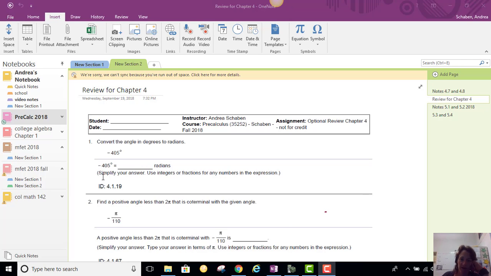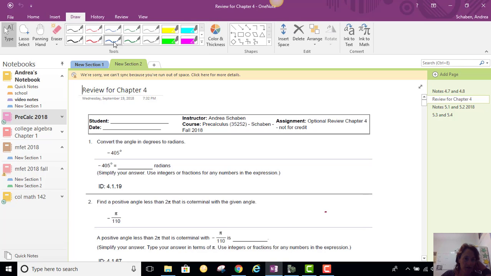Chapter 4 review, pre-calc. Hopefully you find this very useful. I don't know if it will be in multiple parts. Hopefully not, but we'll see if I can get this all done in the time I have.